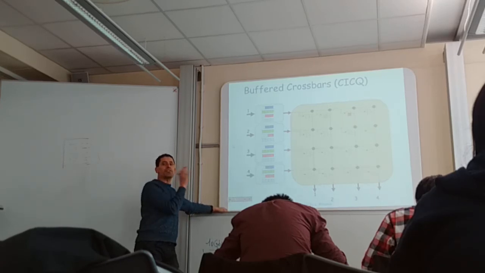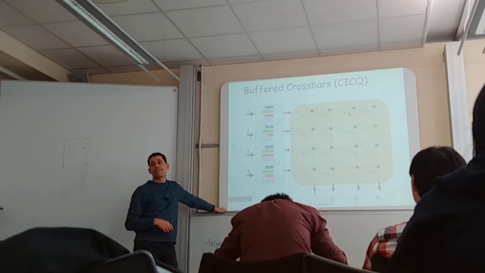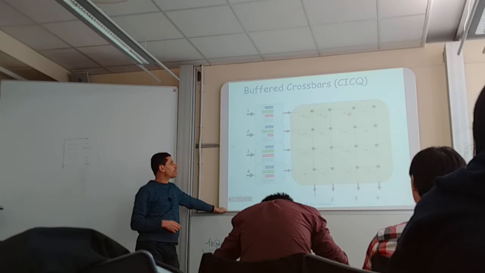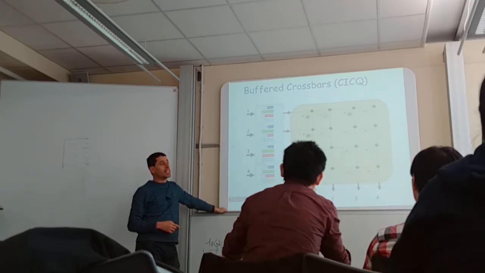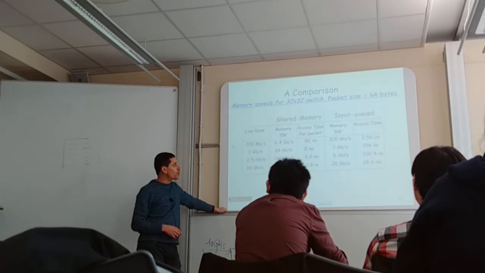I'm just trying to show you different architectures, like I said: output queue, shared memory, input queue. This is a buffered crossbar. I'm not going much into the details of this now. I'm just telling you the architecture and how it works. We will get back to this for a complete lesson.